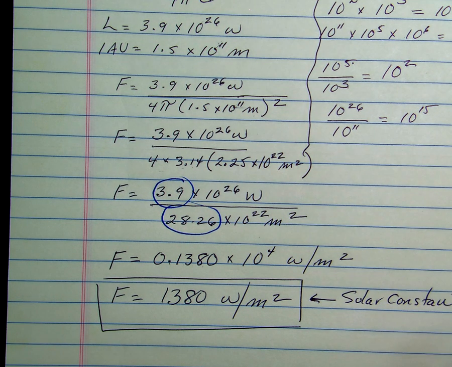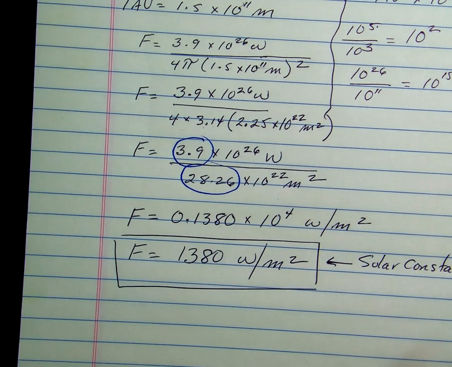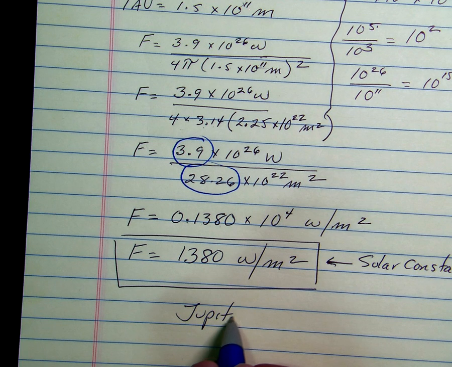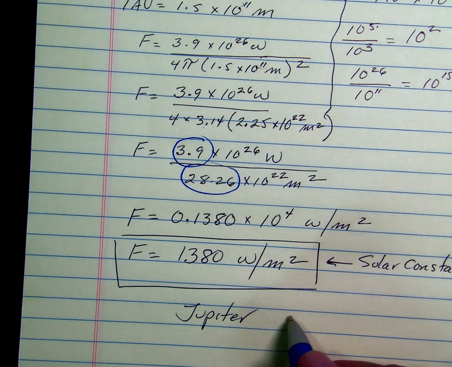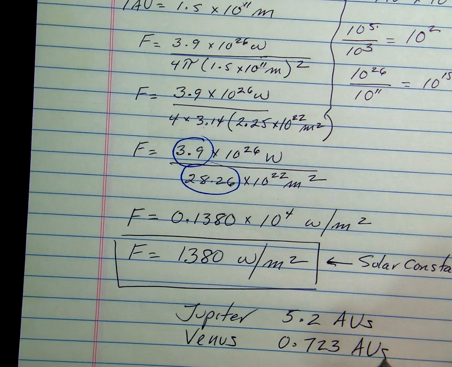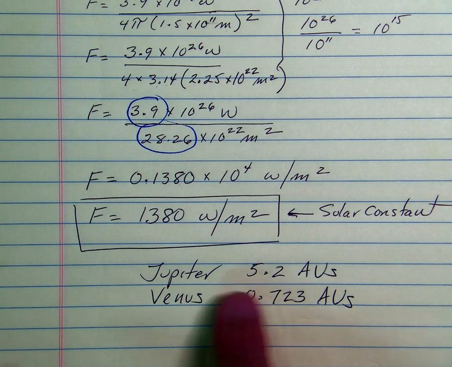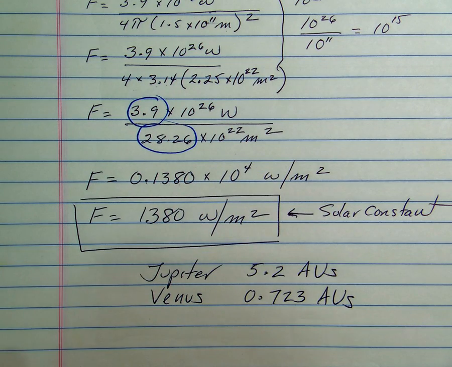Now, one of the things that you can do to earn extra credit is to simply do that for Jupiter, which is 5.2 AUs from the Sun, and say Venus at 0.723 AUs. To earn that extra credit, all you need to do is work out the problems very similar to this with full understanding, and then show your teacher, and you will earn extra credit. Good luck. Thanks.